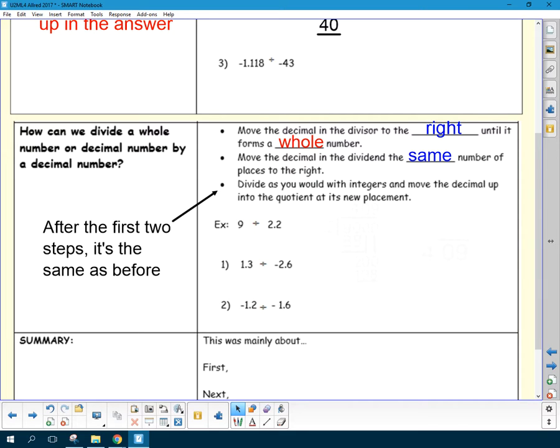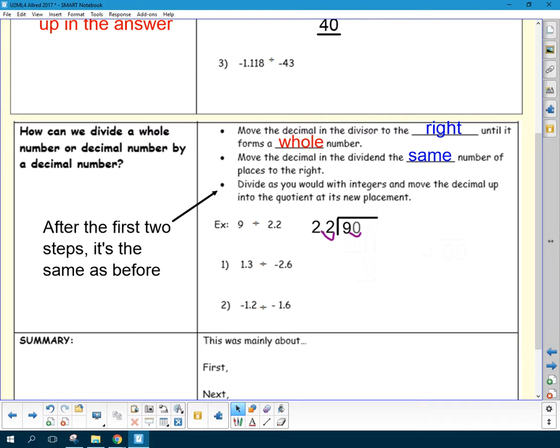So after we've taken the divisor, the number you're dividing by, and moved it to the right until we form a whole number, do the same thing with the dividend, and then we have a whole number we're dividing by. So if we were doing 9 divided by 2.2, then we would want to move that decimal in the divisor to the right until you get 22. So I move it one time to the right. That means I'm going to move this decimal one time to the right as well.